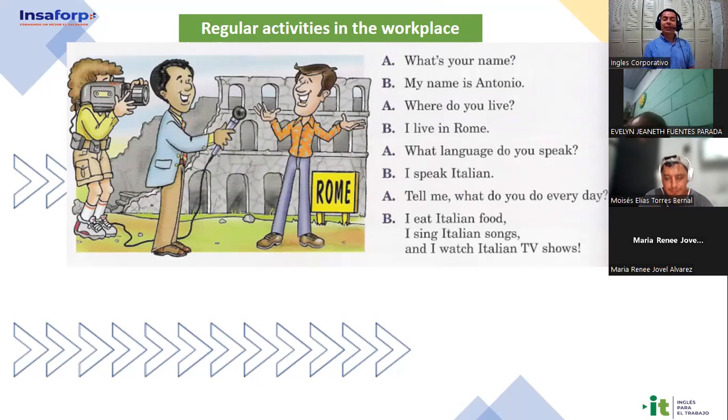Yes. So please, class, repeat after me. Repetition. Ready? Come on. What's your name? My name is Antonio. Where do you live? I live in Rome. What language do you speak? I speak Italian.